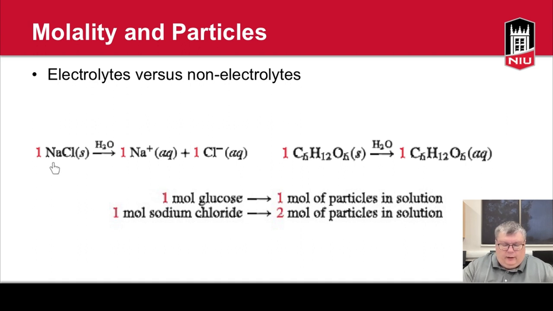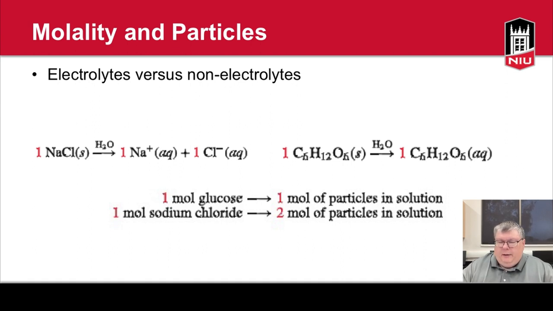Now if you have an electrolyte, like sodium chloride, when I dissolve sodium chloride into water, I get sodium ions and chloride ions. That gives me 2 particles for every 1 particle of sodium chloride, or 2 moles of particles for every 1 mole of sodium chloride. So 1 mole of sodium chloride gives me 2 moles of particles in solution.